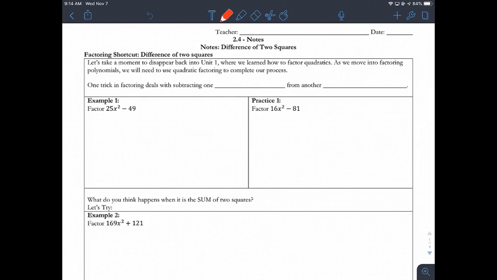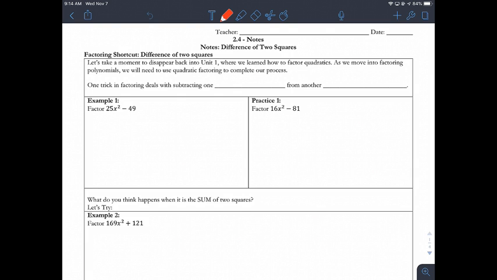All right, so we're in 2-4, difference of two squares. This is going to be a factoring shortcut. Let's take a moment to disappear back into Unit 1 where we learned how to factor quadratics. As we move into factoring polynomials, we'll need to use the quadratic factoring to complete our process.